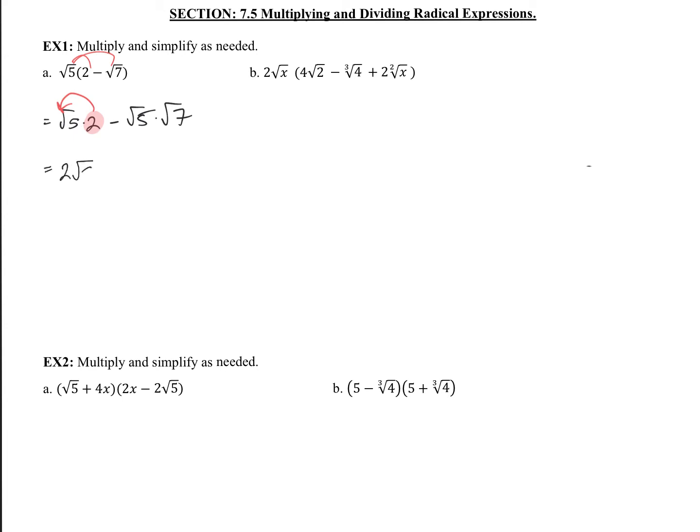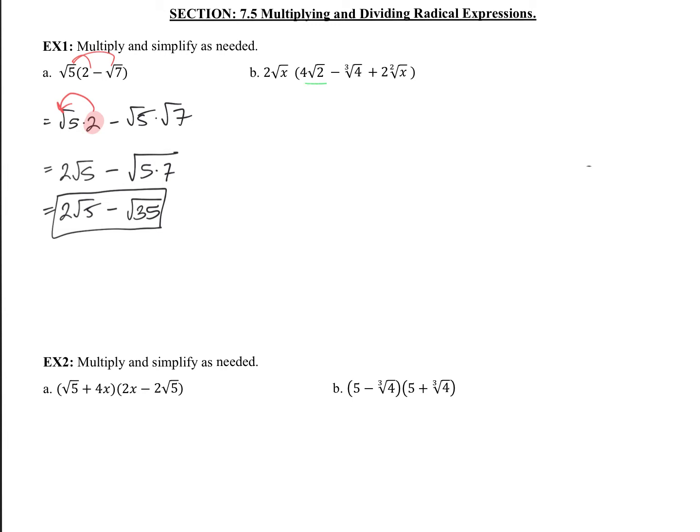So we have 2 root 5 minus, well, they have the same radical, so we can go ahead and do 5 times 7. 2 root 5 minus, and that is just going to be, those two are both prime. So that's going to end up in a prime radical, root 35. And that's it, we're done. We can't simplify anything further. Now, let's go ahead and take a look at the next one.